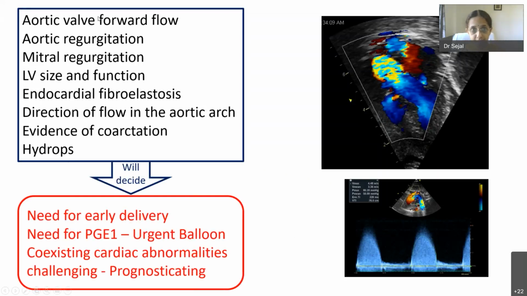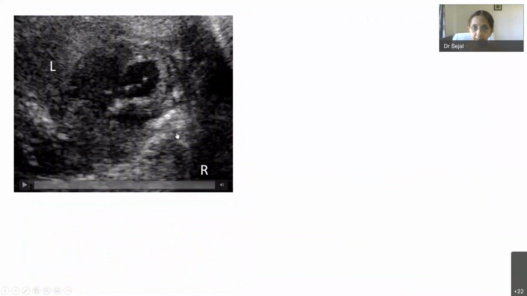So all these will decide if my aortic stenosis is not critical, I may be okay not delivering in a tertiary center. But if I have all these, like PFO right to left, aortic arch flow reversal, or LV dysfunction, or EFE, I want to deliver in a center where I can do ballooning, and prognosticating about the long-term need for repeat interventions is important. So I think that was it.